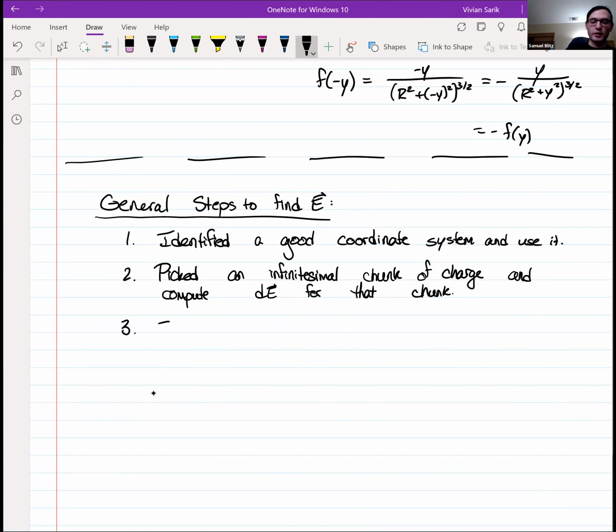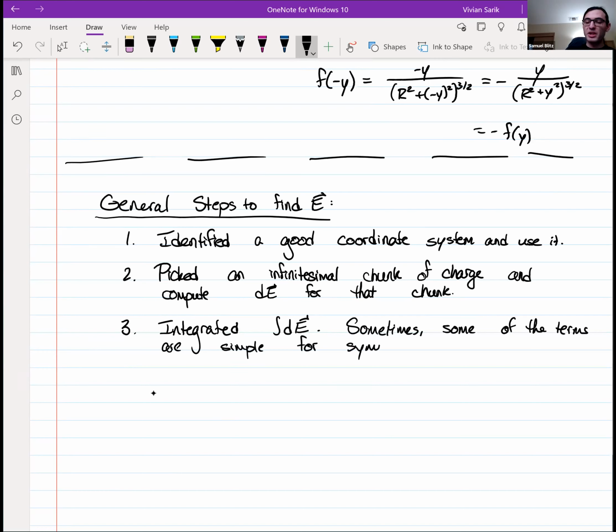Third step, we integrated dE over whatever thing. In this case, it was a line. In general, it could be more complicated. Sometimes some of the terms vanish for symmetry reasons, or some of the terms are simple. And when I say symmetry reasons, I mean things like the oddness property that I mentioned above. And then fourth, which is optional, express your results as a vector.